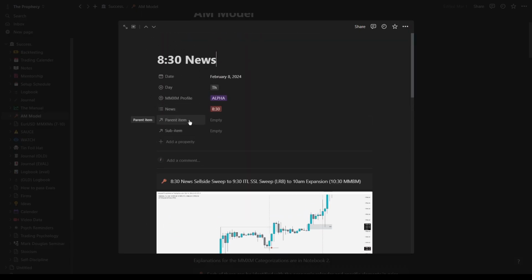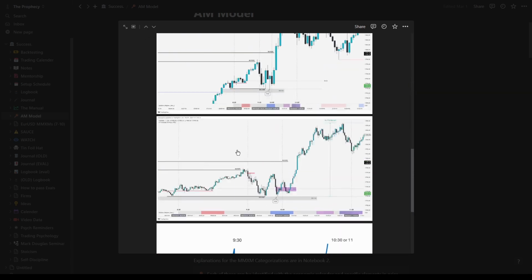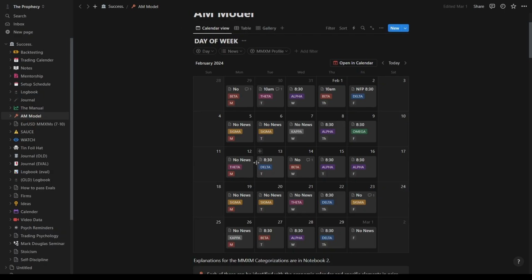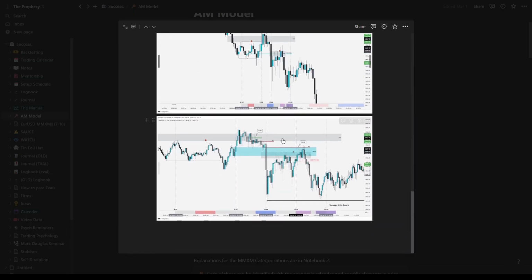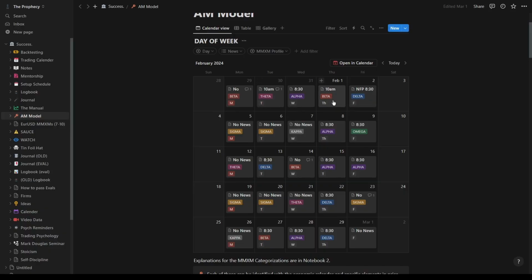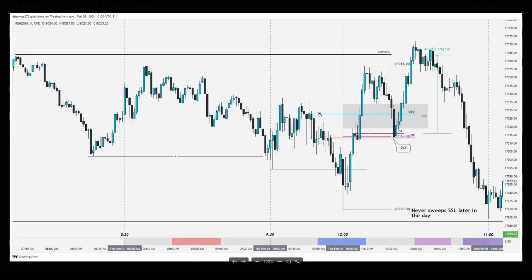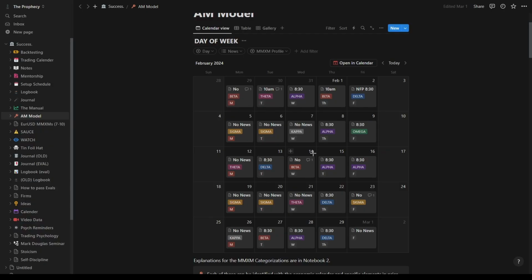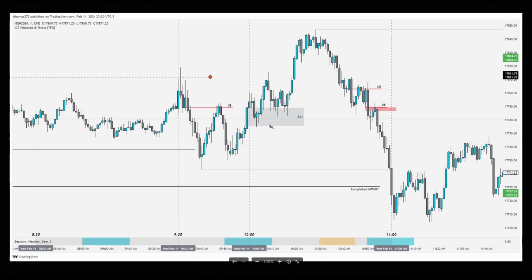I promise I'm not making this up. Anyways, so your days are going to be, before, like if we go, look, 8:30 news. This is going to be difficult, right? I promise this isn't planned. Difficult, not impossible, but difficult. We got one trade here, one trade here.